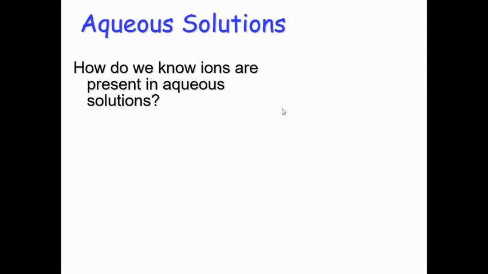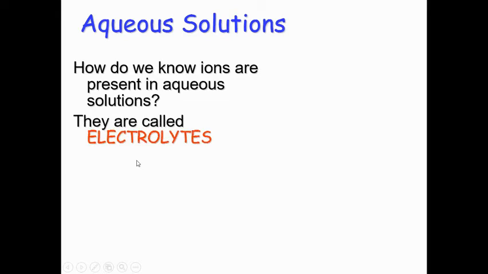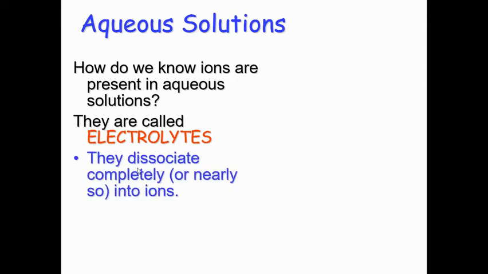Okay, so how do we know that we have ions present in an aqueous solution? Beyond the fact that they're ionic. Not all ionic compounds fully dissolve, are fully soluble, and you know that from your solubility tables. So how do we know that ions are present in aqueous solutions? Well, we see something called electrolytes. Electrolytes are just basically ions that are present in a solution. Okay, they are things that completely dissociate or nearly dissociate into ions when you put them in water. And because they dissociate into ions, they conduct electricity.